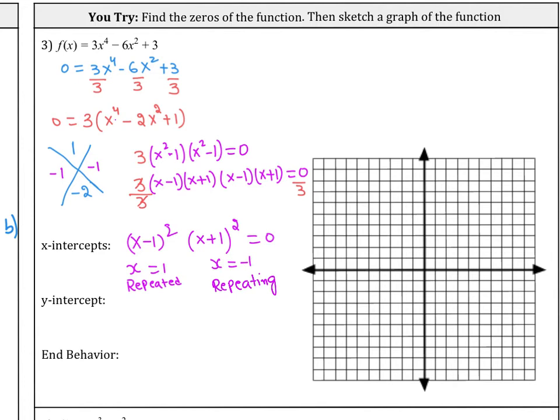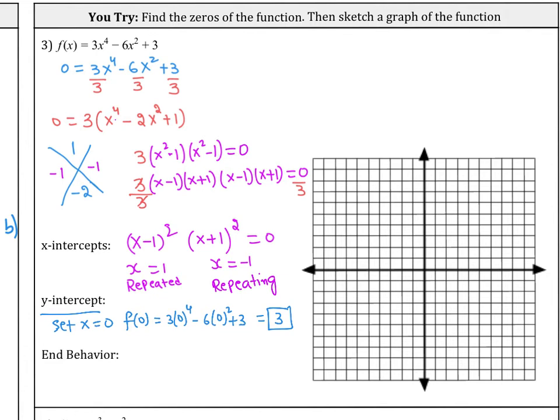Now the next is find y-intercept. To find the y-intercept, you set x equals 0. So f of 0 equals 3 times 0 to the power 4 minus 6 times 0 squared plus 3. So the y-intercept is 3.